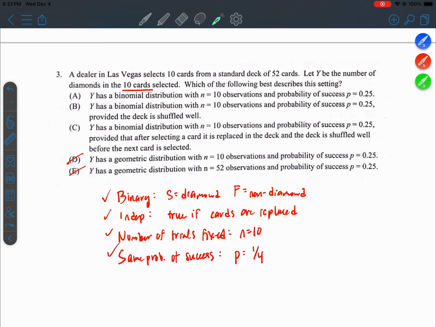C, Y has a binomial distribution with n equals 10 observations and probability of success P equals 0.25, provided that after selecting a card, it is replaced in the deck and the deck is shuffled well before the next card is selected. Replacement, we mentioned how that was important for the trials to be independent. Shuffling the cards would be important to make sure that you have the same probability of getting a diamond on every card. All right, so A, B, and C are all similar, but C is very specific, and it mentions all the things that we need, replacement and randomness.